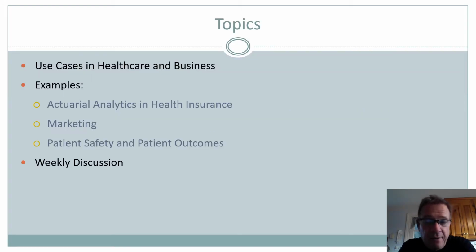So we've been talking about use cases in healthcare and business analytics, and I'm going to do a little bit of a review as to how use cases are put together, and then we'll dive into 3 example use cases in healthcare analytics. One dealing with actuarial analytics, which is in the health insurance area. Another dealing with marketing analytics, which can be applied to really any business or organization. And another dealing with patient safety and patient outcomes, which also can be applied to a standard business setting in terms of workplace safety and employee safety and the like. And we'll go into our weekly discussion item.